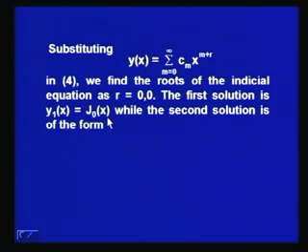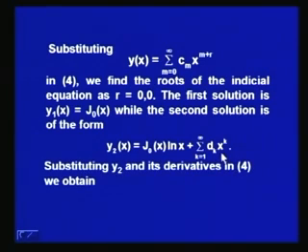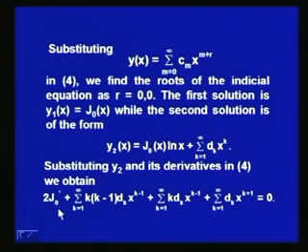here as y1 x equal to J naught x, while the second solution, as we know from the previous lecture on series solution, can be expressed as y2 x equal to J naught x into ln x plus sigma k equal to 1 to infinity dk x to the power k. So, substituting this second solution and its derivatives into the Bessel's equation of order 0, we obtain 2 J naught dash plus sigma k equal to 1 to infinity k into k minus 1 dk x to the power k minus 1 plus sigma k equal to 1 to infinity k dk x to the power k minus 1 plus sigma k equal to 1 to infinity dk x to the power k plus 1 equal to 0.